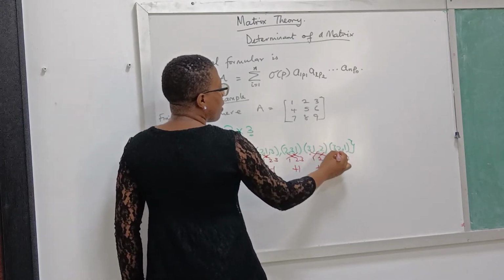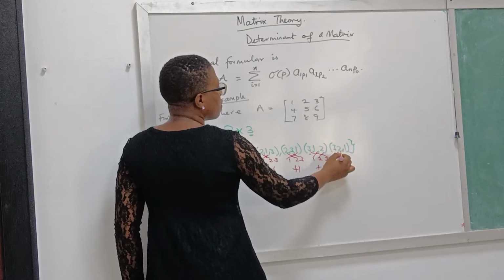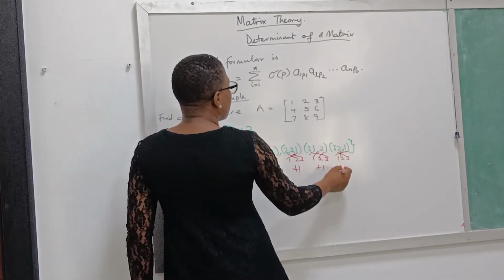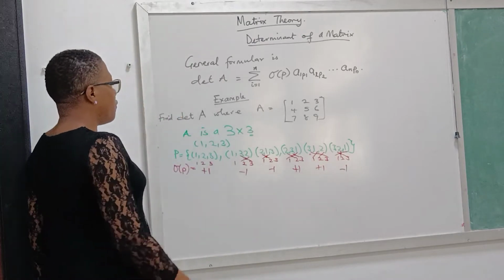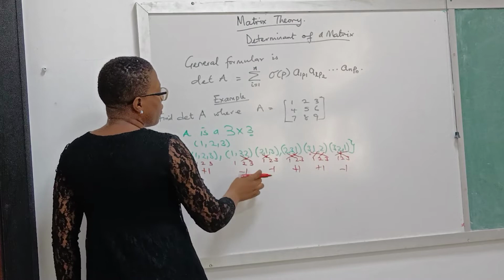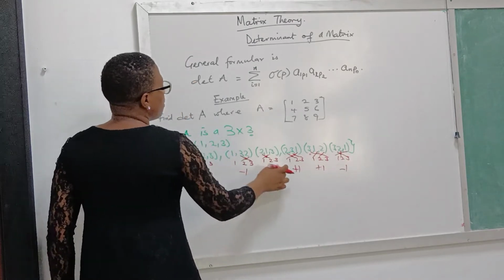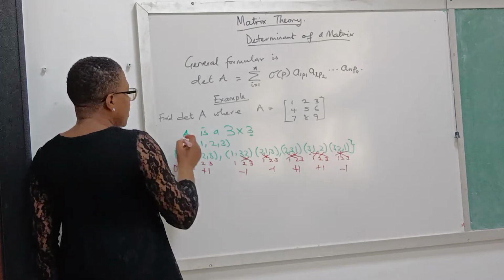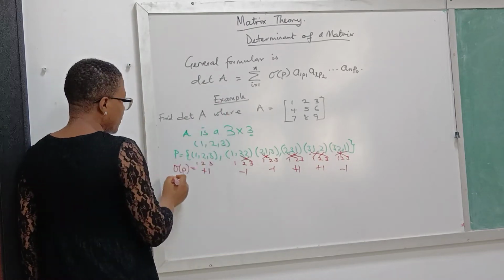Then 3, 2, 1. It's just one swap, so that's negative, minus 1. I told you that the number of negative ones must be exactly the same as the number of positive ones. So we have three negative and three positive, so they're okay. Next is to apply this formula.